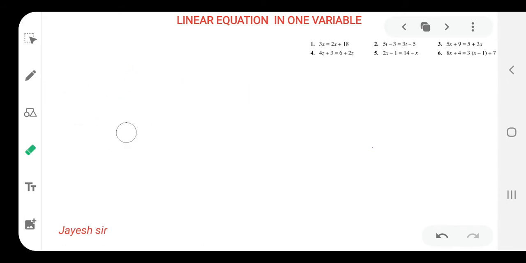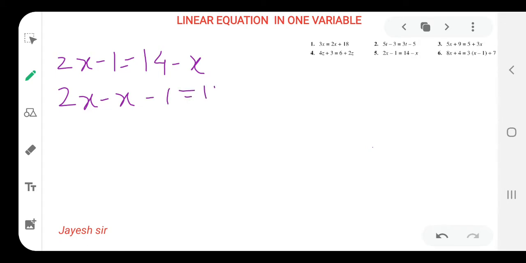That is 2x minus 1 equals 14 minus x. Friends, if you have understood and cleared your concept, pause the video and try to solve on your own. I am solving over here for you. Terms having x should be on the left hand side. 2x minus x minus 1 equals 14. What are we supposed to do, friends? 2x minus x would be plus 1x, and minus 1 after going to that side would become plus.